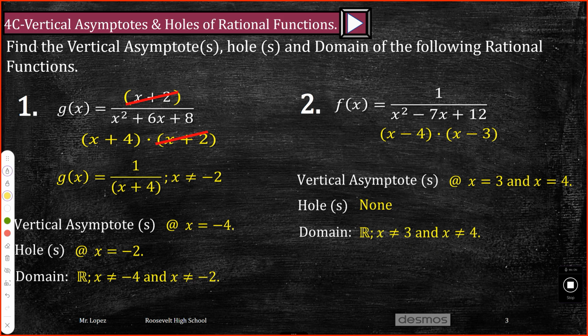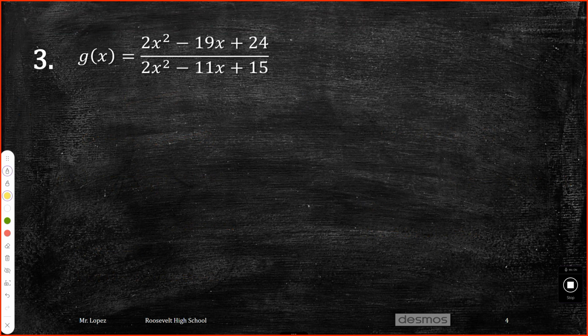Okay, problem number 3. We're done after this. Here we go. Again, what's the moral of the story here? The moral of the story is that if you don't know how to factor, then you can't even get started in trying to figure out what is the vertical asymptote and domain.